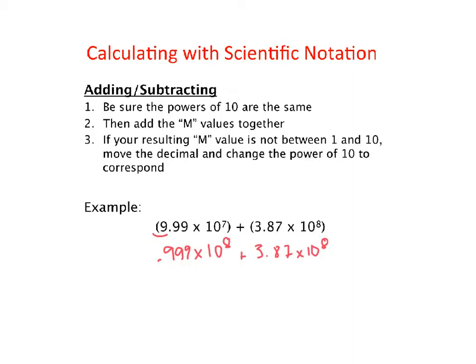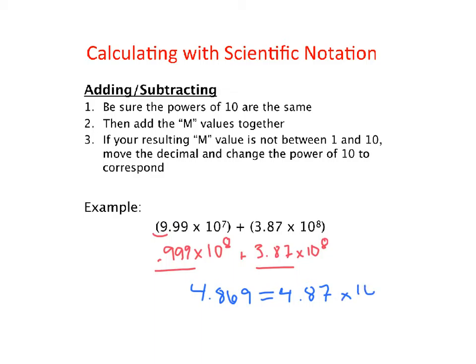Now that both numbers have the same power of 10, we can take the m values, which are 0.999 and 3.87, and we can add them together. When I add them together, I get 4.869. But remember, we need to take significant figures into account. When you're adding and subtracting numbers, the sig fig rule is we need to keep the lowest number of decimal places. This number has 3 decimal places, whereas this number has 2 decimal places. So I'm going to have to rewrite 4.869 to be 4.87.